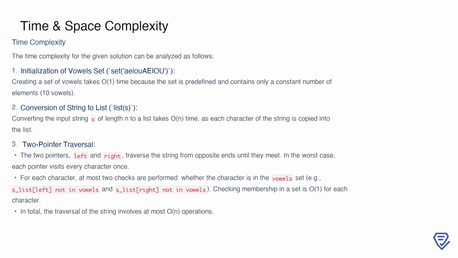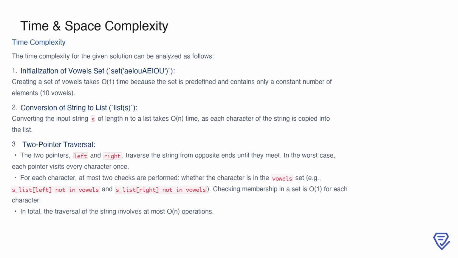To analyze the time complexity of this solution, we start with the initialization of the vowels set. This operation takes constant time, O(1), because the set contains a fixed number of elements, 10 vowels in both uppercase and lowercase. Next, we convert the input string into a list so that it can be modified in place. This conversion involves copying each character of the string into a new list, which takes O(n) time, where n is the length of the string.